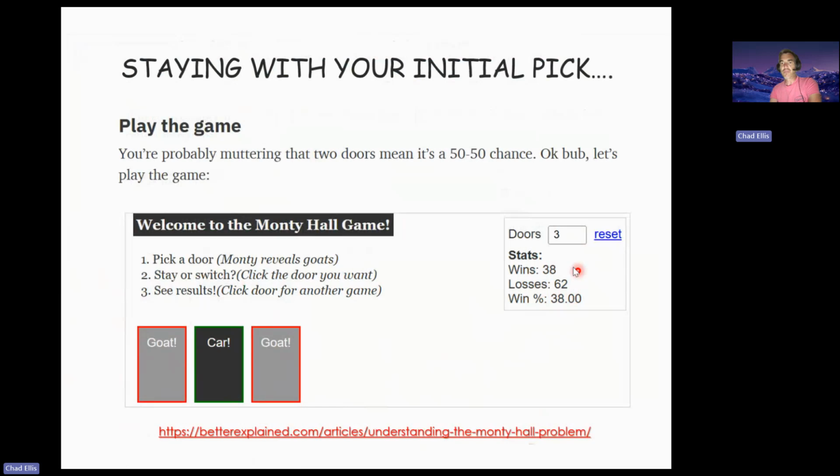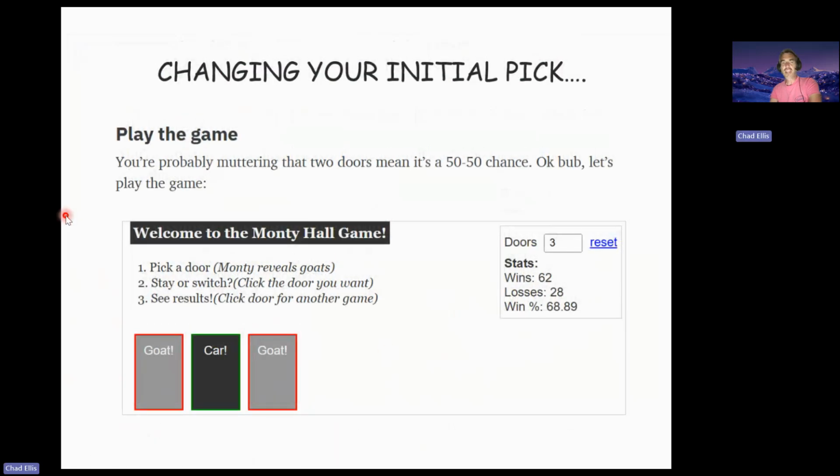So you can see I did it for about 100 tries here, and I came out with a win percentage of about 38%. That's again staying with your initial pick. 38% of the time I won the car. So less than 50-50, right? But what if I change my initial pick?